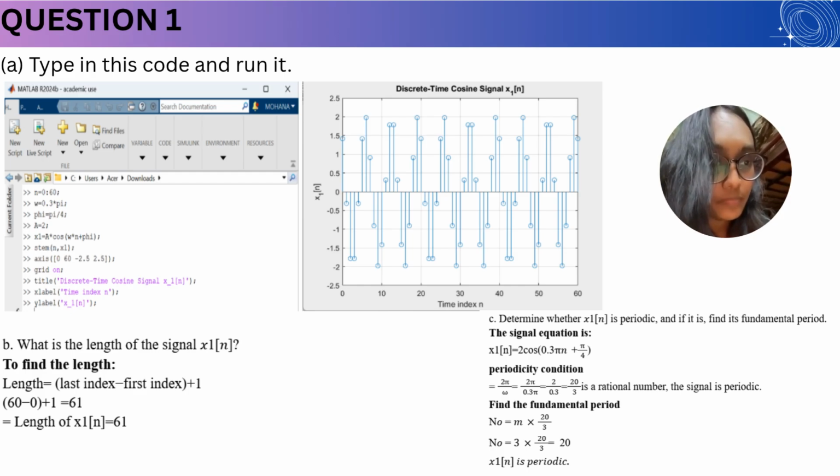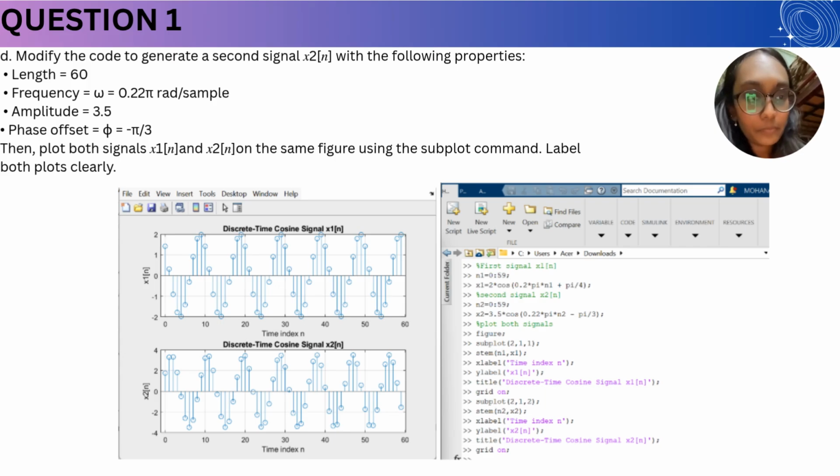For part B, the length of x1n is calculated as 60 minus 0 plus 1, which equals 61. For part C, we check periodicity by computing 2 pi over omega, which is 2 pi over 0.3 pi, giving 20 over 3. Since this is a rational number, x1n is periodic. The fundamental period N is found at m equals 3, giving N equals 20.